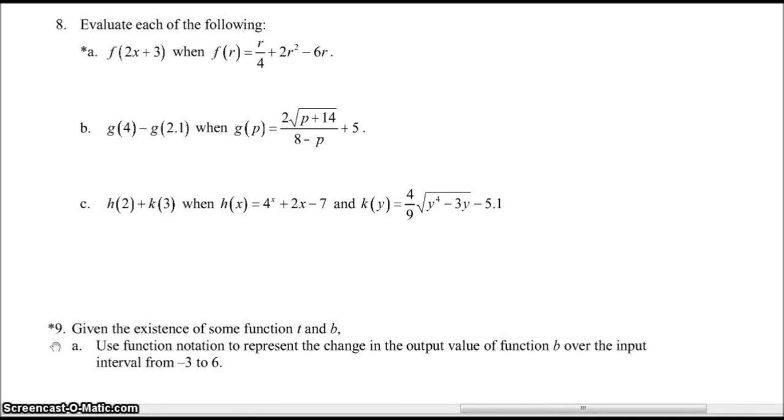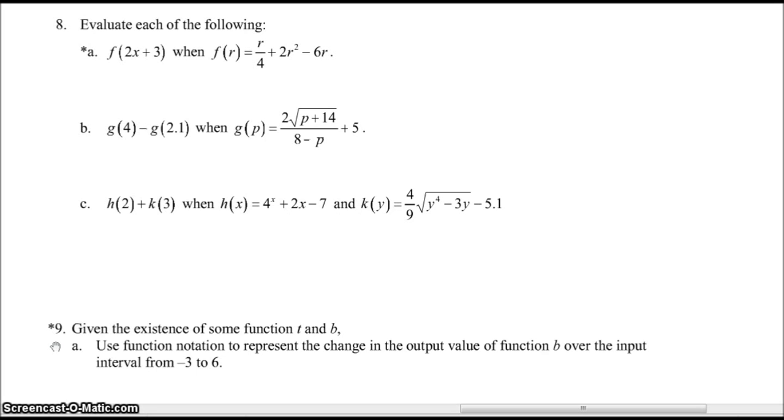Number 8. Evaluate each of the following. Part A. f of 2x plus 3 when f of r equals r over 4 plus 2r squared minus 6r. So don't be afraid of this one. Just take a second and think about what it's asking us to do.